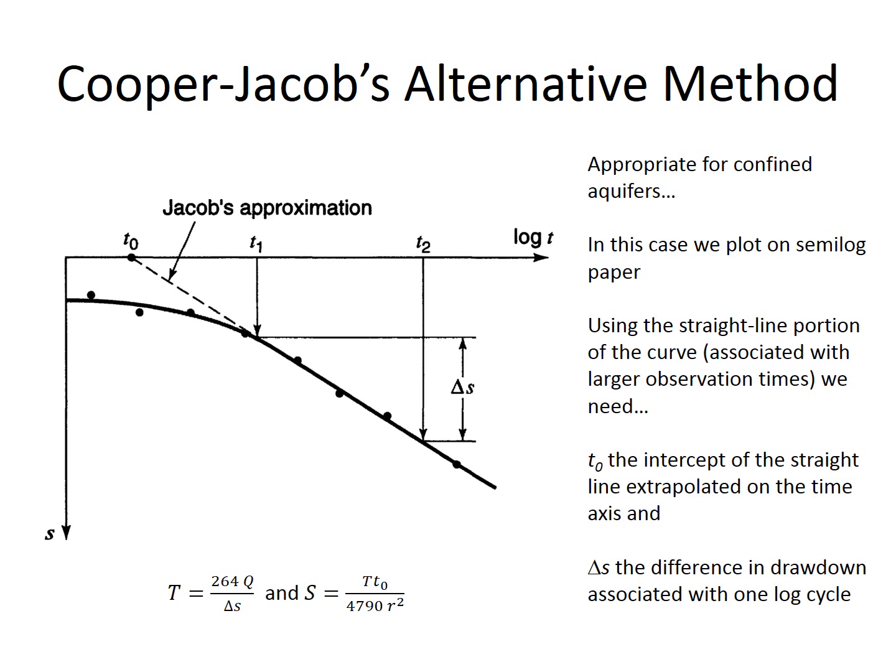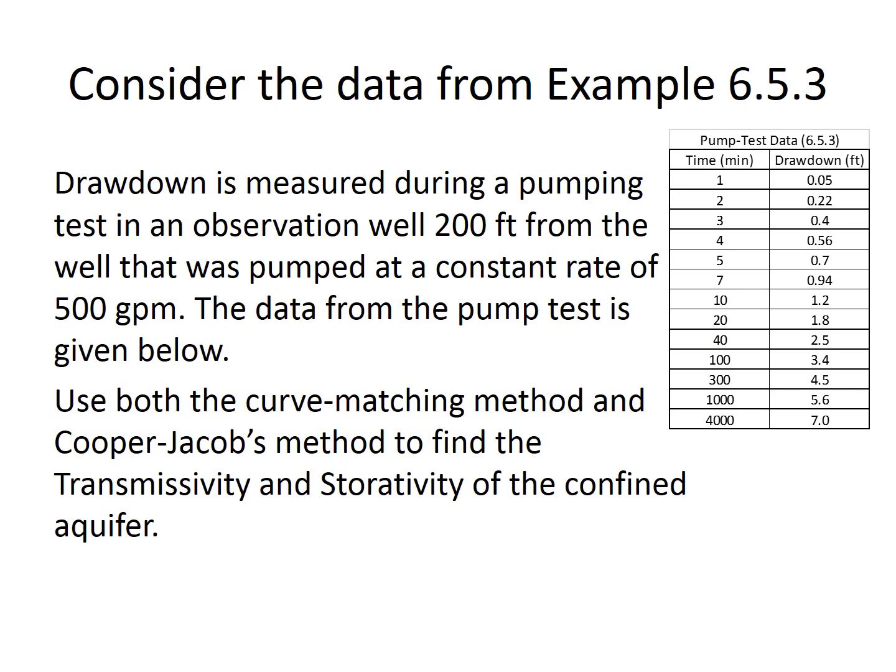Next, let's take a look at an example problem where both of these methods are put into use. I'm going to ask you to consider the data from example 6.5.3, and I'd like you to look at both the type curve method and the Cooper-Jacob method and calculate the aquifer parameters for this confined case. So we want the transmissivity and the storativity. The actual example in the book doesn't do both methods, and it leads to a different answer than I get because they're sloppy on units. But I use both methods, and you'll see that we get fairly similar results with both. Let's run through what that looks like.